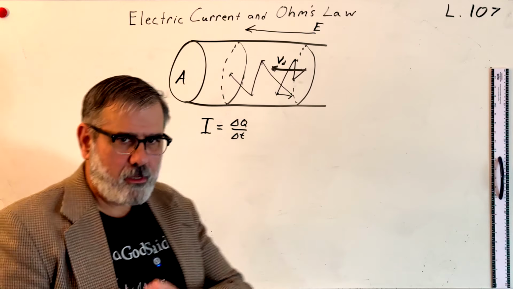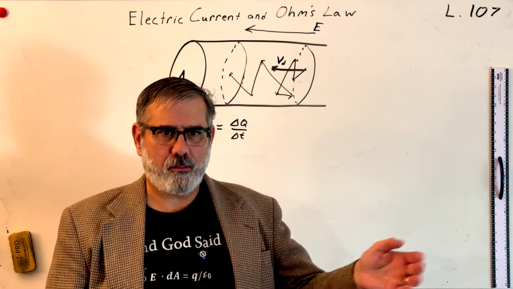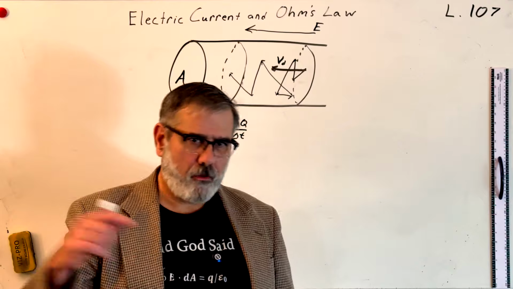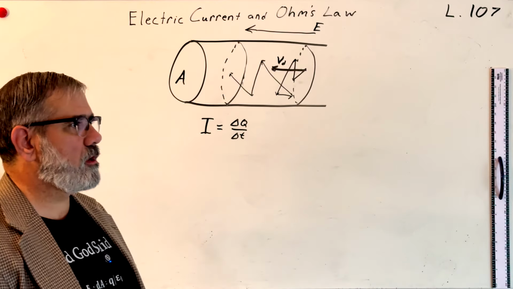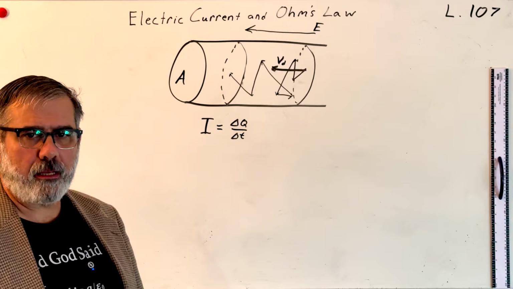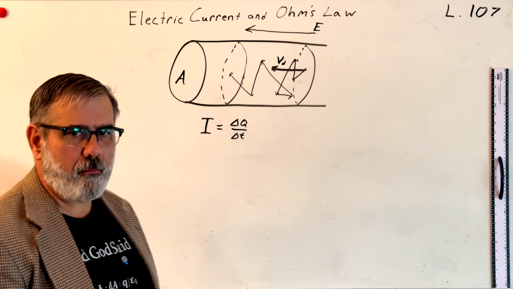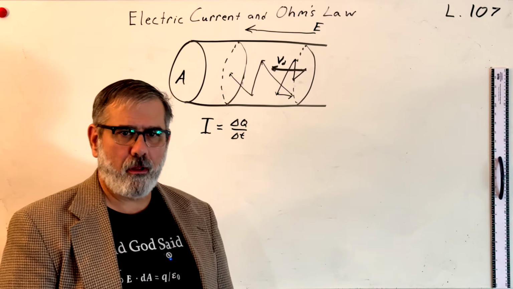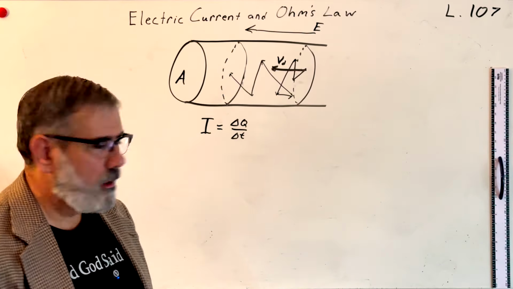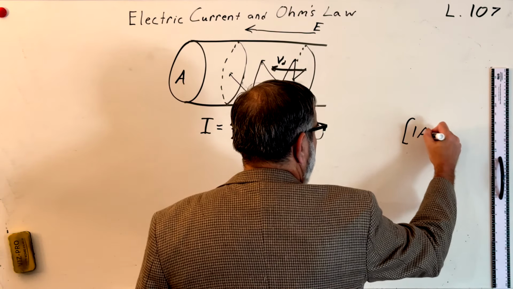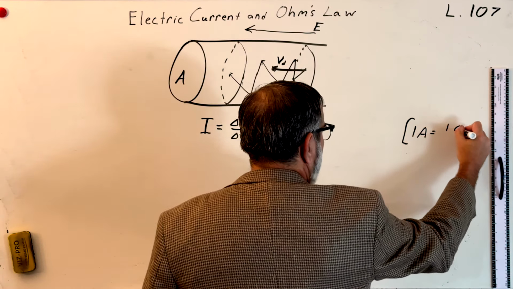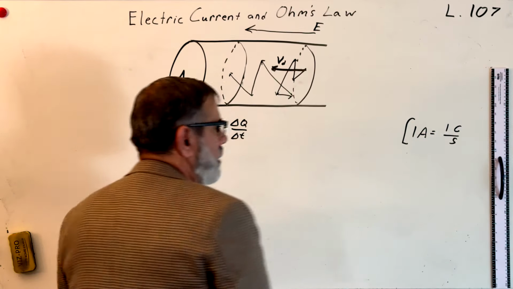You can think of it as stuff flowing by. Electrons per second. If you saw 1 electron per second, that would be a current of 1 electron per second. This is going to be in coulombs per second. 1 coulomb per second is called an ampere, named after Ampere. So let me just write the units of this. 1 amp equals 1 coulomb per second.